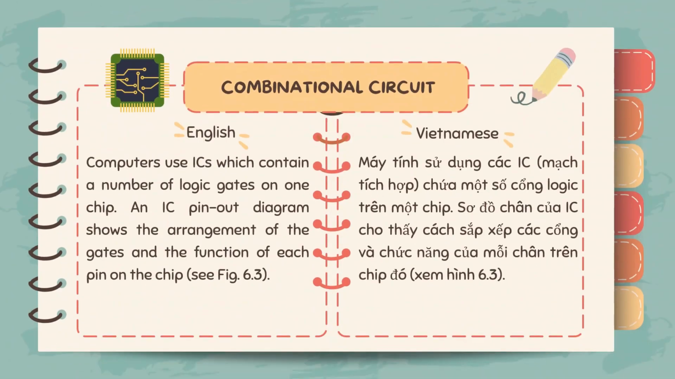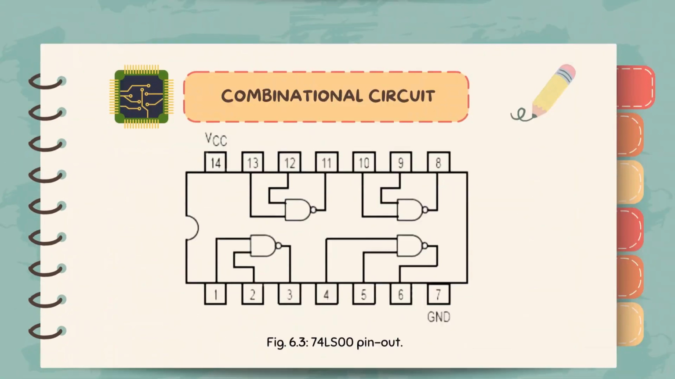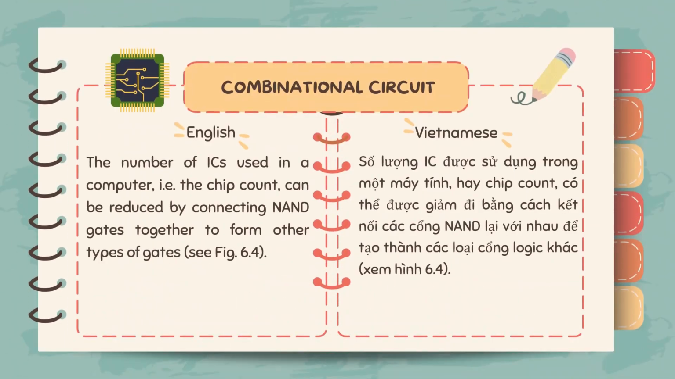Computers use ICs which contain a number of logic gates on one chip. An IC pinout diagram shows the arrangement of the gates and the function of each pin on the chip. See Figure 6.3. The number of ICs used in a computer, or the chip count, can be reduced by connecting NAND gates together to form other types of gates. See Figure 6.4.